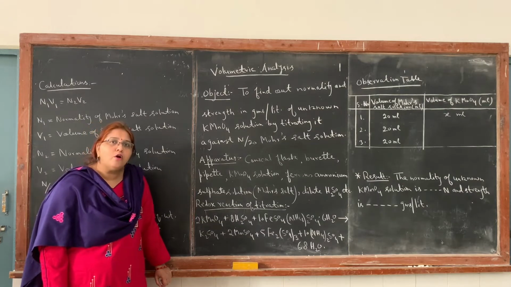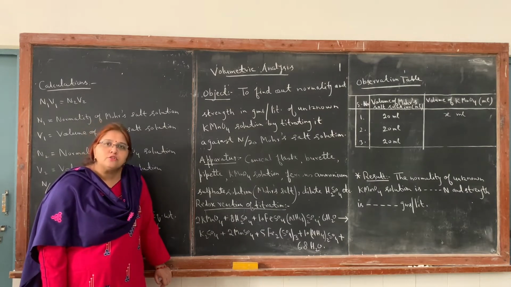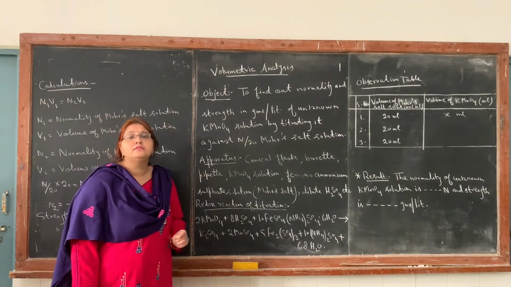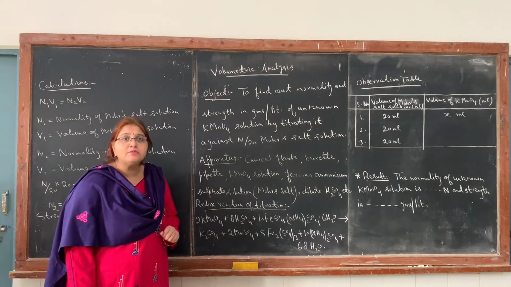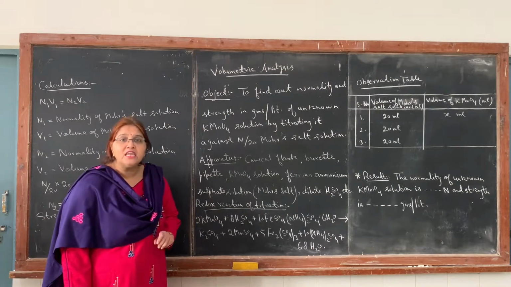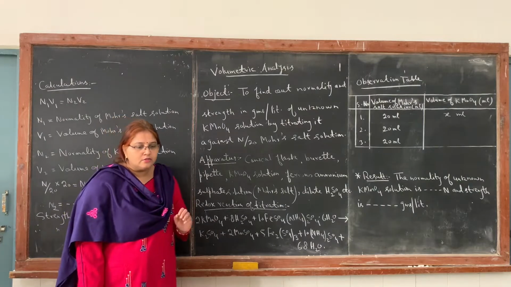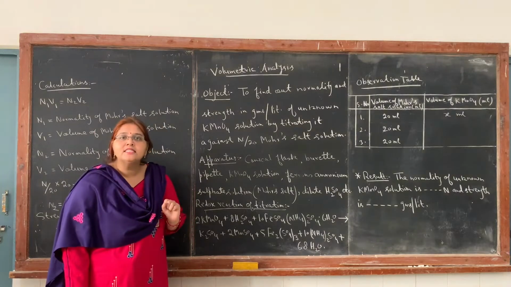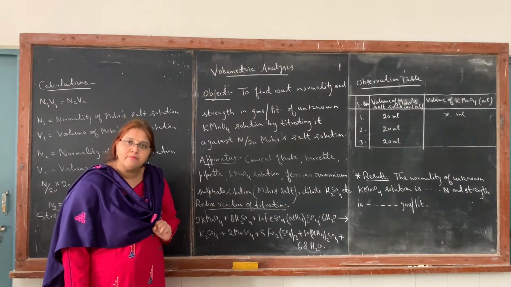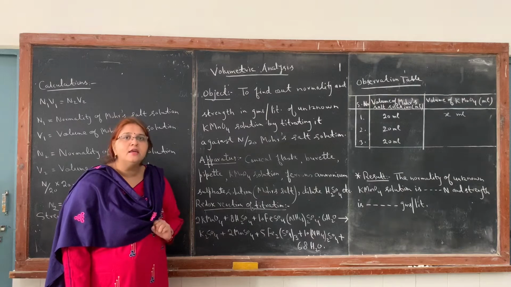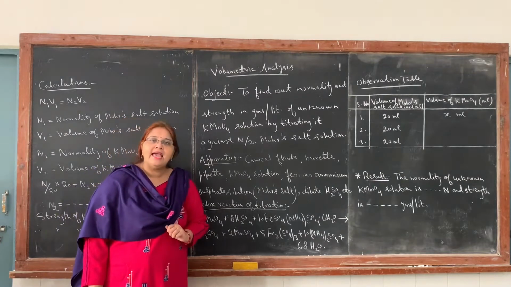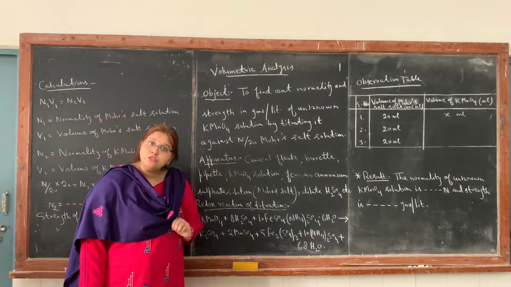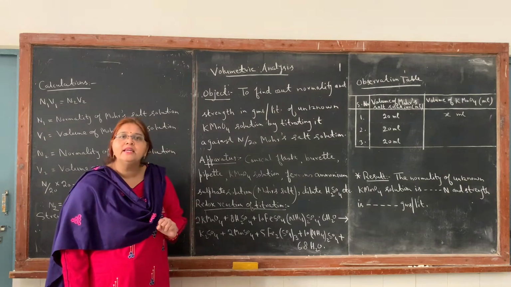Now, what is the role of H2SO4? The acidic medium is necessary to carry out this reaction because it prevents the precipitation of manganese oxide. KMnO4 also acts as a self-indicator. In this experiment, we will not use any indicator because KMnO4 will act as a self-indicator. So, this titration is also known as permanganate titration.